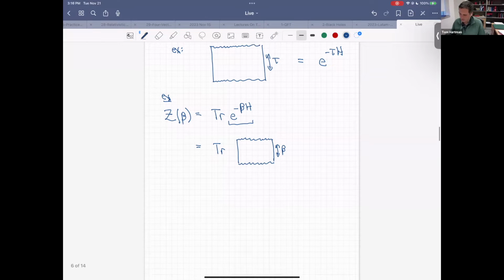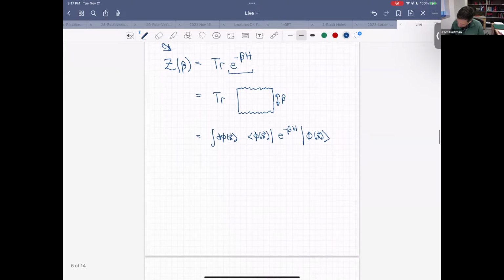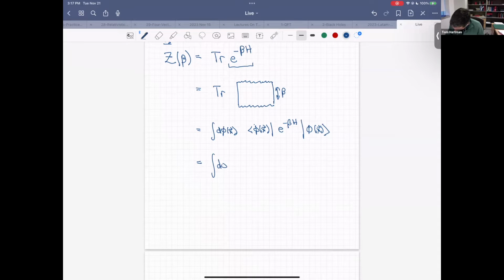Now, what does it mean to do that trace? Well, to do the trace, we can do the trace in the field basis. So let's do an integral over fields, integral d phi of x, of the bra phi of x, e to the minus beta h, ket phi of x. In terms of the path integral, this means that we do an integral over all possible field data phi of x, and then we do the path integral where you put the boundary condition phi of x on the bottom of the strip and you put the boundary condition phi of x on the top of the strip. And for the thermal case, you take the strip to be size beta, where beta is the inverse temperature.